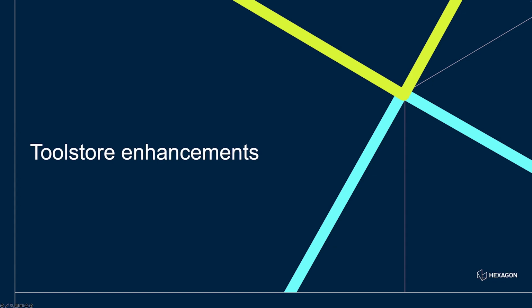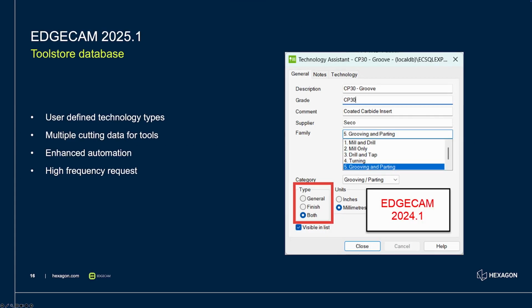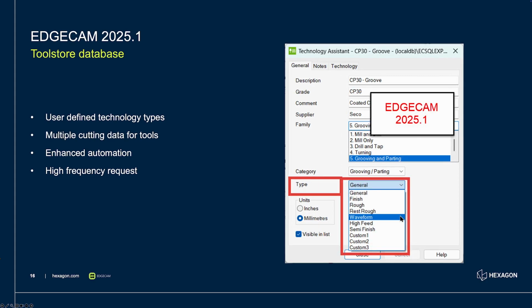Okay, so we're going to have a look at the tool store enhancements. Again, all these are driven by yourselves, customers asking for more data inside the technology databases. So in previous versions, we've only had three types inside category, which really doesn't give us enough breadth of information. So now what we'll see in 2025.1 is we've got as many types as we like. Lots of customers will have lots of scenarios for feed and speed. It could be based on absolutely anything, not just material and not just carbide.